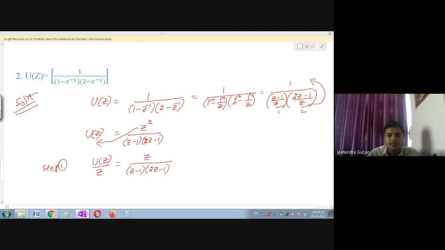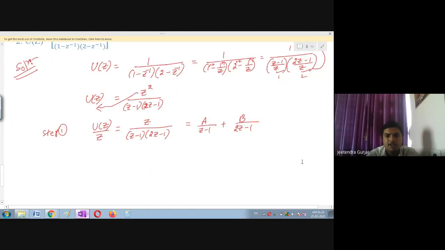Now you take the partial fraction, students. So now easily you can take, this is equal to A divided by z minus 1 plus B divided by 2z minus 1, students. So please, can you find A and B using partial fraction? Please do partial fraction and find A and B. Please tell me what is the answer of A and what is the answer of B.